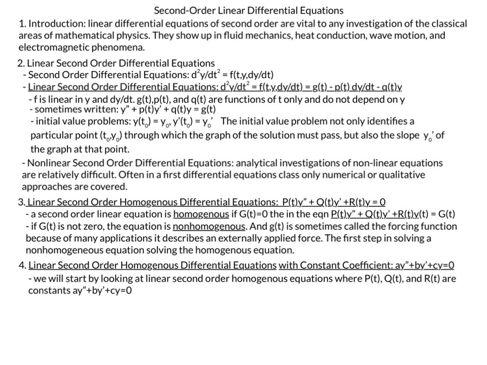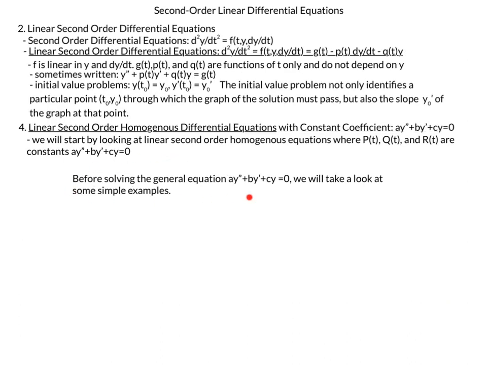So the general form of this linear second order homogeneous differential equation with constant coefficients is a y double prime plus b y prime plus c y is equal to 0. It is kind of funny because it took almost an entire page to go from this general form to the form we're going to be working with in this video. So before solving the general equation a y double prime plus b y prime plus c y equals 0, we're going to take a look at a simple example to get some clues.